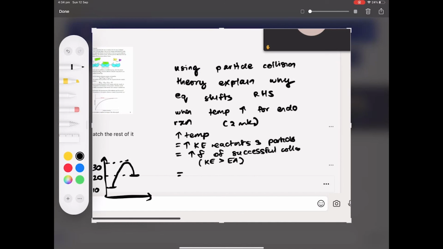30, or no, 20. I'd say it's 30. Activation energy is the peak of the energy profile diagram. Yeah. What's the activation energy for the reverse reaction? 30. Yeah. So the forward and reverse reactions have the same activation energy, but you mentioned in your answer that the forward and reverse reactions had different activation energies.